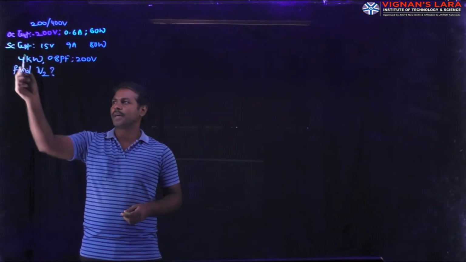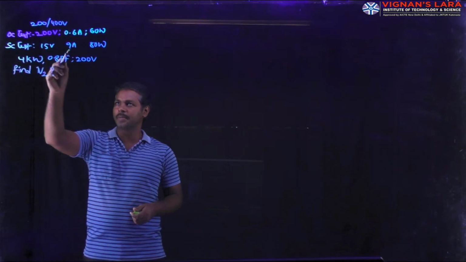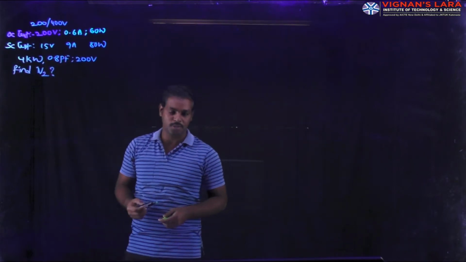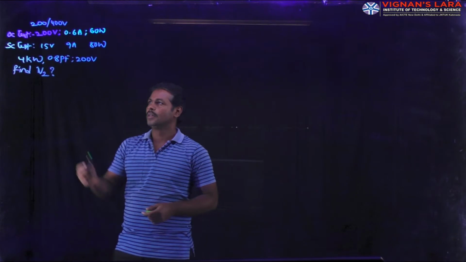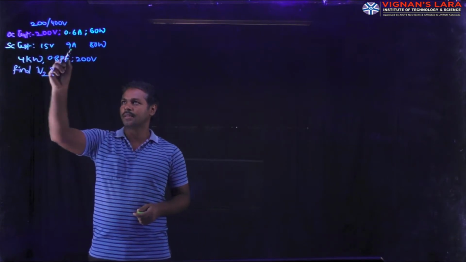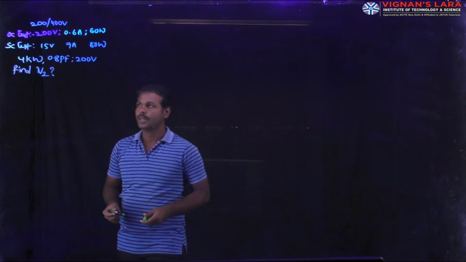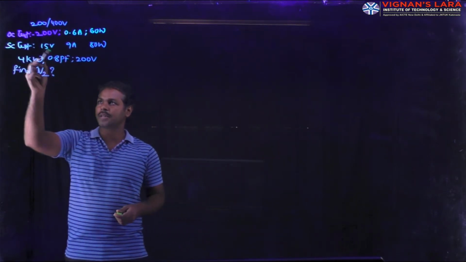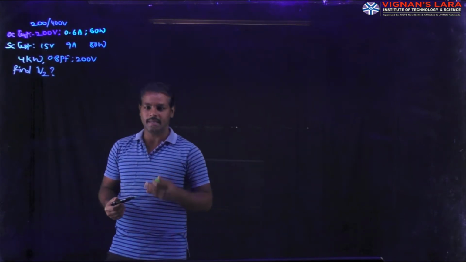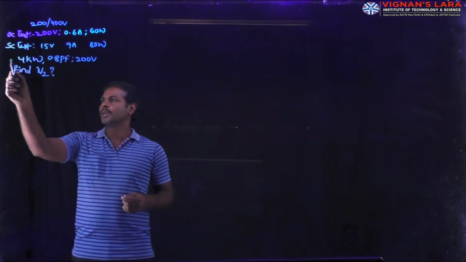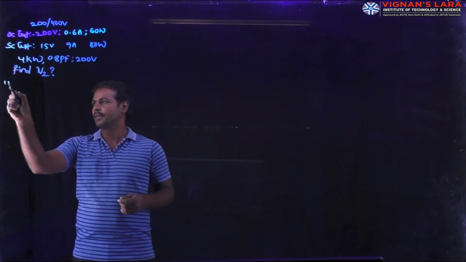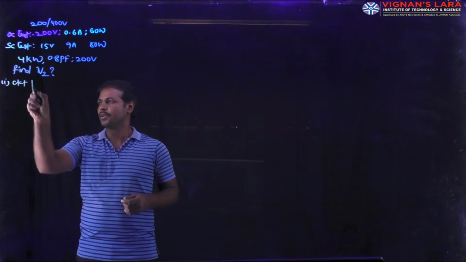In the short circuit test, whenever the transformer is operated on full load condition, we get three parameters: the short circuit voltage, the full load current, and the full load copper losses. These parameters come from the OC and SC tests, so we can find out the circuit parameters.